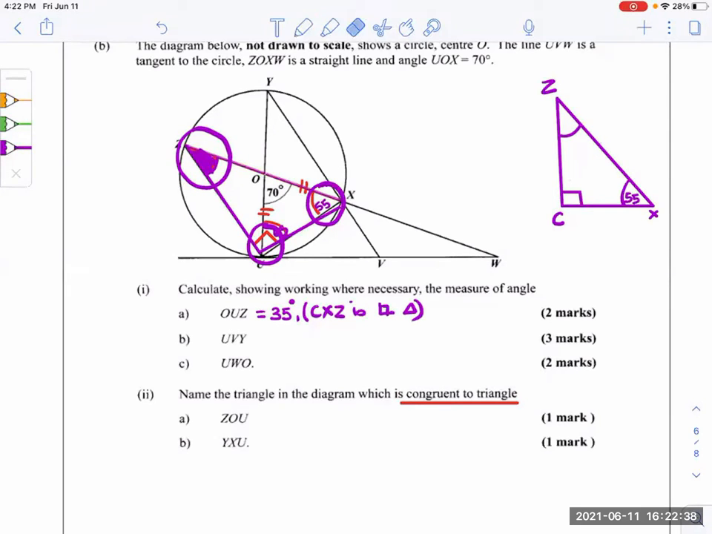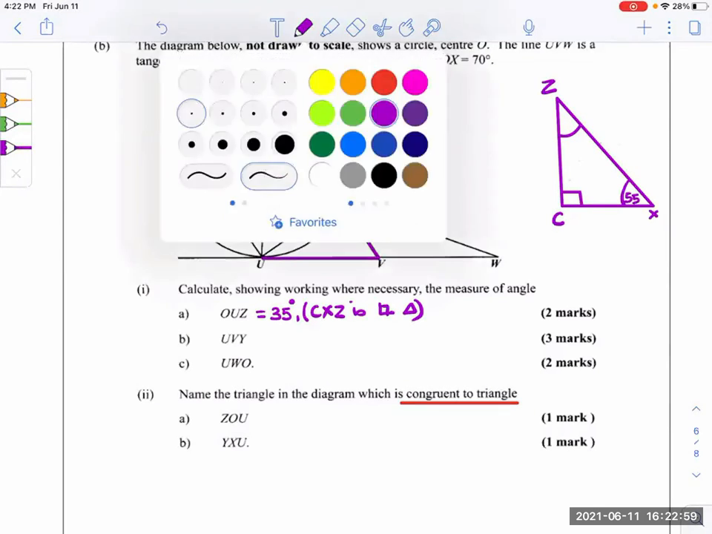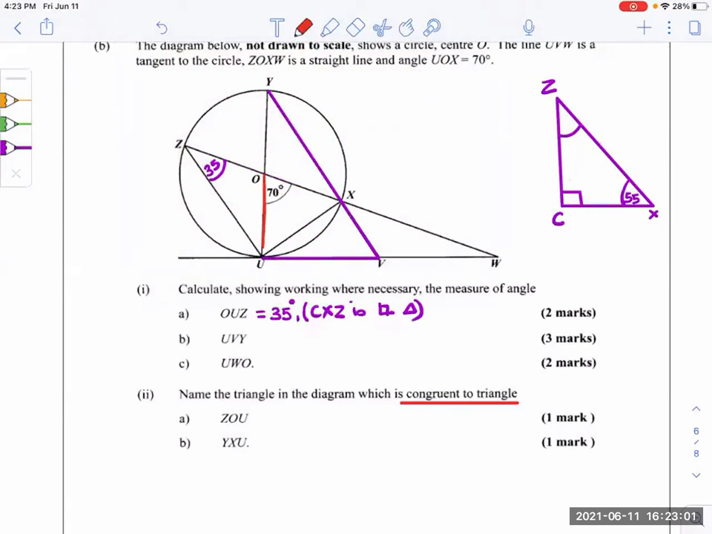All right, let me erase this. So we know so far this angle here is 35. We want to find UVY. But what do you know about a radius meeting a tangent? What angle is formed when the radius meets the tangent? A right angle.